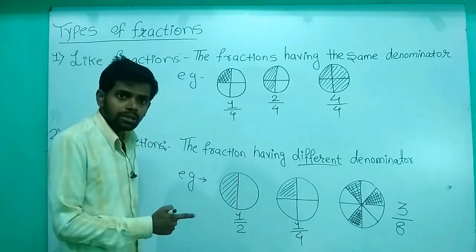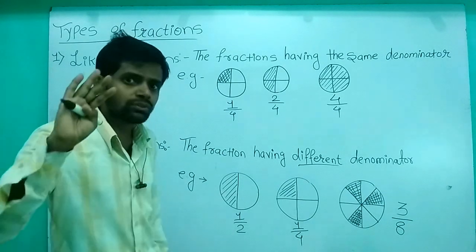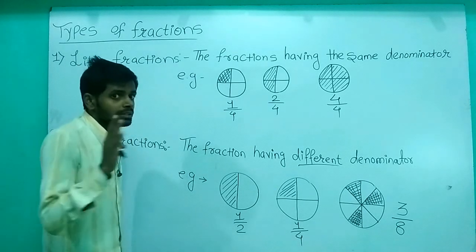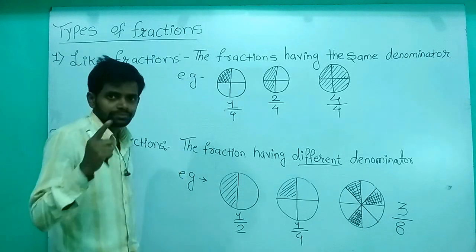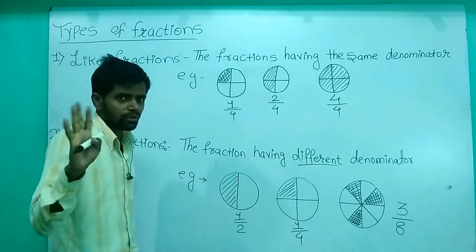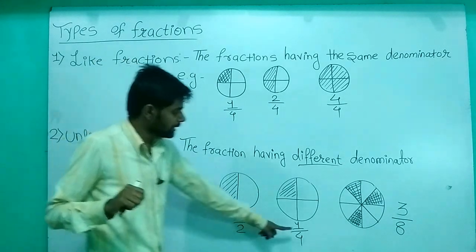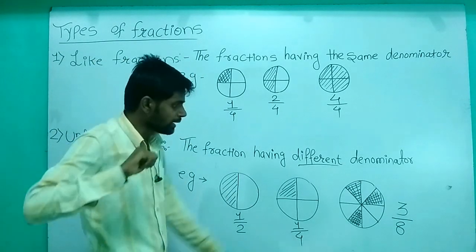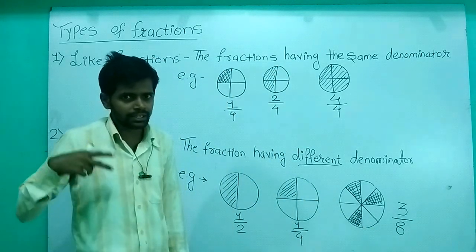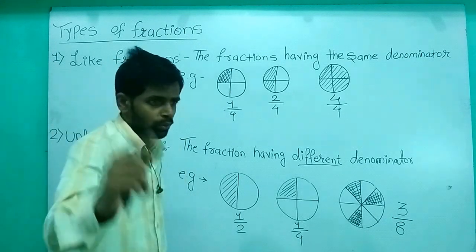In these three examples, denominators are different. And if the denominators are different, it is indicating that these three fractions do not have the same total number of parts. Here the total number of parts is 2. Here the total number of parts is 4. And here the total number of parts is 8. Because the denominator tells us about the total number of parts in one whole. Okay.